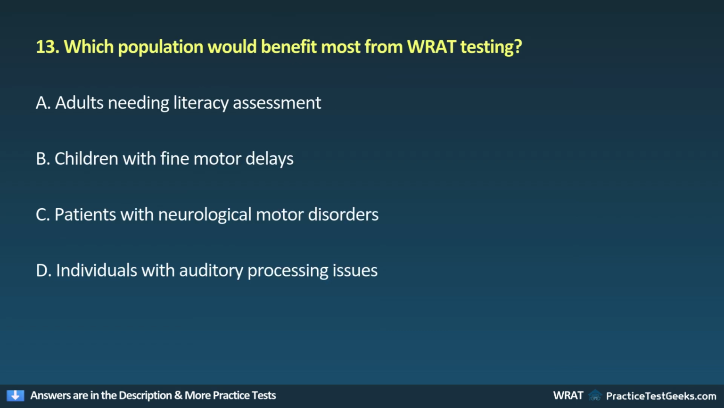13. Which population would benefit most from WRAT testing? A. Adults needing literacy assessment. B. Children with fine motor delays. C. Patients with neurological motor disorders. D. Individuals with auditory processing issues.